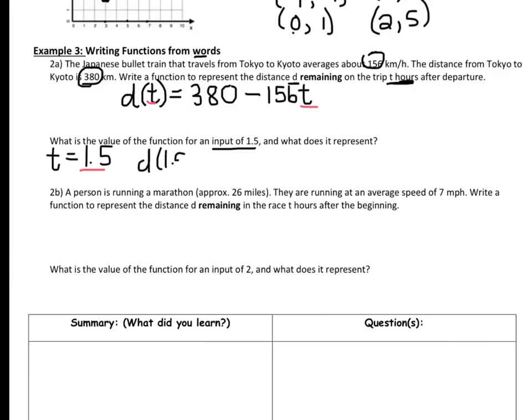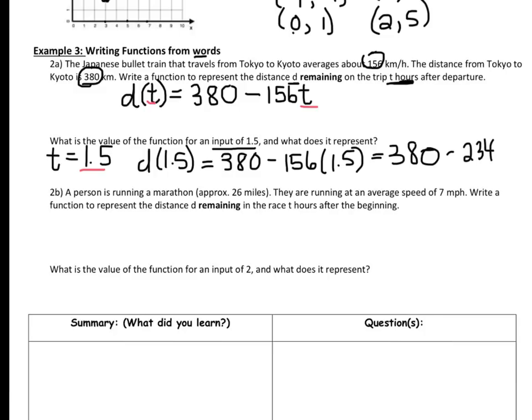It will look like this. d of 1.5, we're going to put in 1.5, equals 380 minus 156 times 1.5. When we figure that out, we get 380 minus 234, which equals 146. That means that after we've been traveling for 1.5 hours, for an hour and a half, there's 146 miles left to go. Number 2B will be very similar.